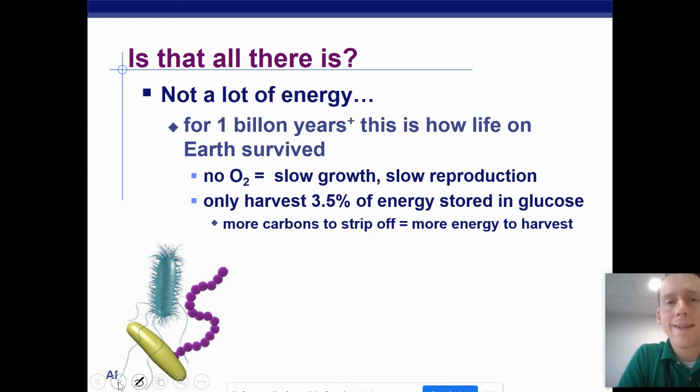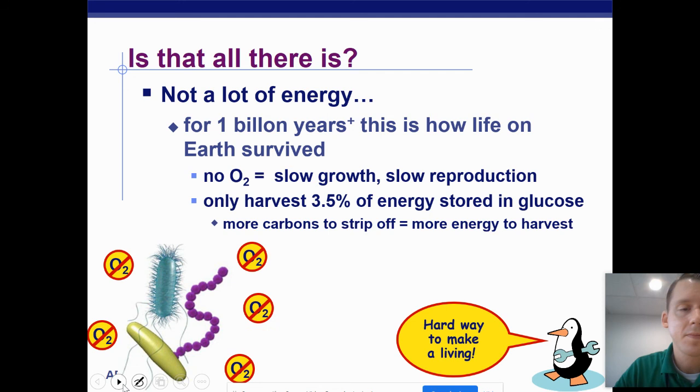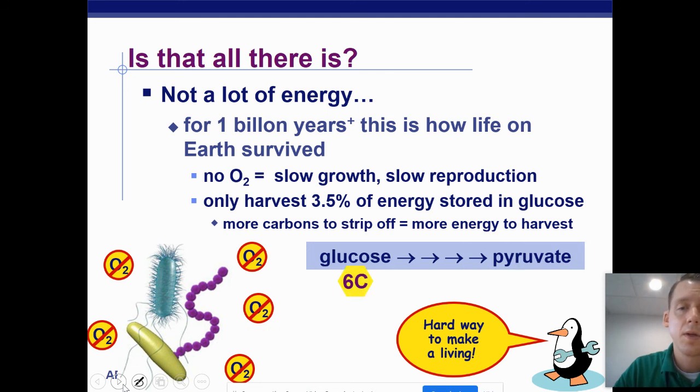So that's not a lot of energy, and for 1 billion years, this is how life on Earth survived. There was no oxygen, there was slow growth, there was slow reproduction, and only a 3.5% payoff for that energy. However, there's more carbons to strip off, and that means there's more energy to harvest. So glucose to pyruvate, a very simple pathway, and it's kind of wasting the energy that's still there in pyruvate.